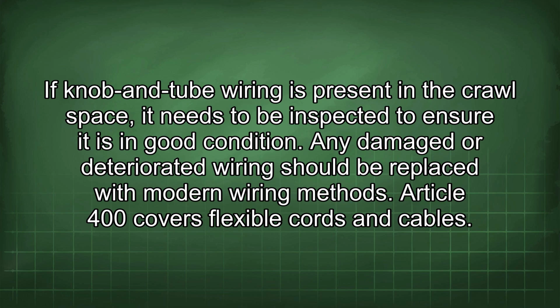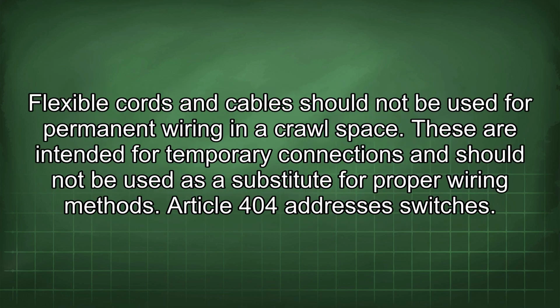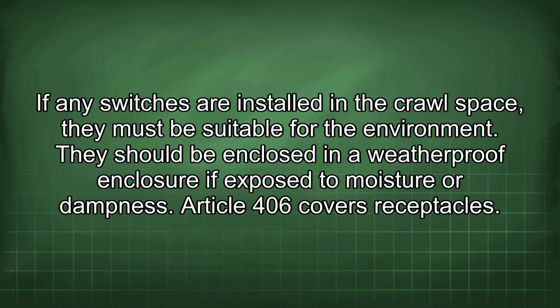Article 400 covers flexible cords and cables. Flexible cords and cables should not be used for permanent wiring in a crawl space. These are intended for temporary connections and should not be used as a substitute for proper wiring methods. Article 404 addresses switches. If any switches are installed in the crawl space, they must be suitable for the environment. They should be enclosed in a weatherproof enclosure if exposed to moisture or dampness.